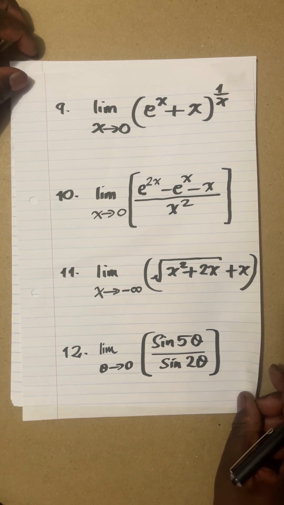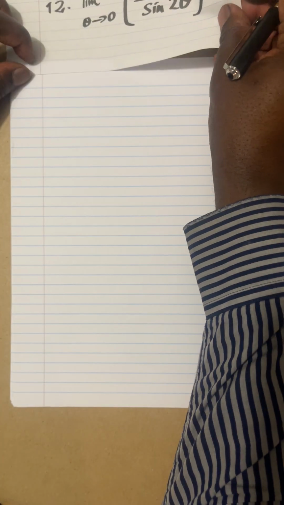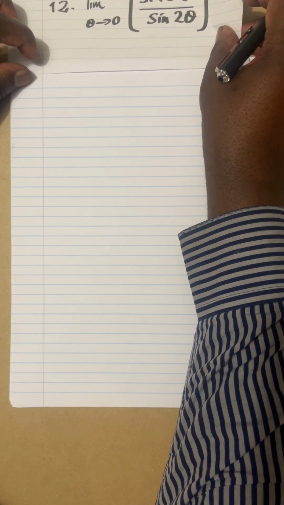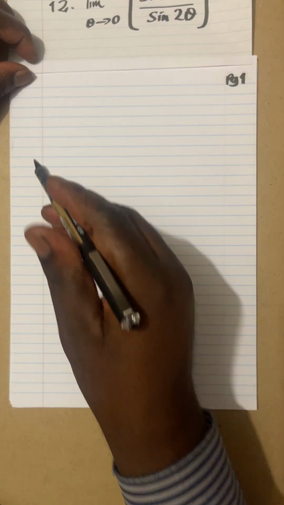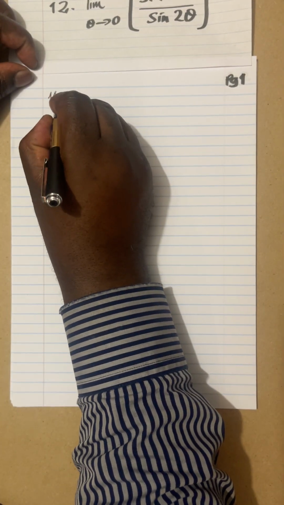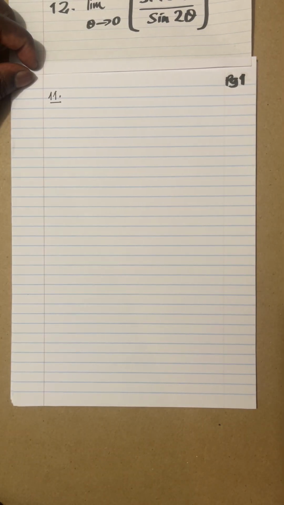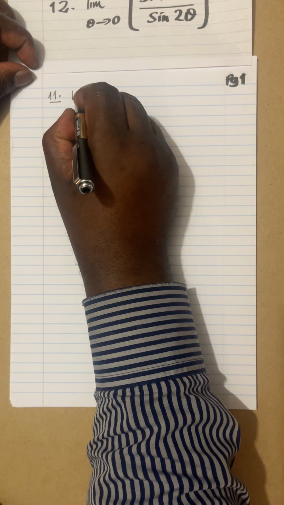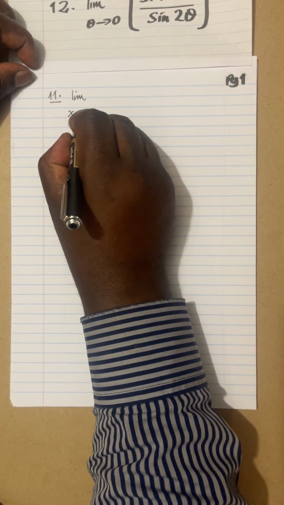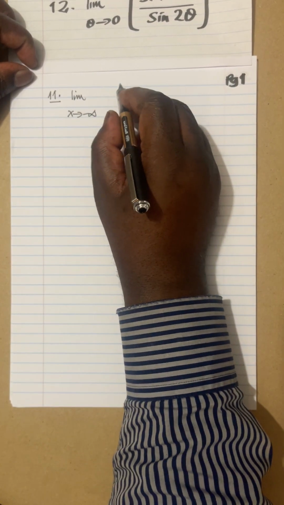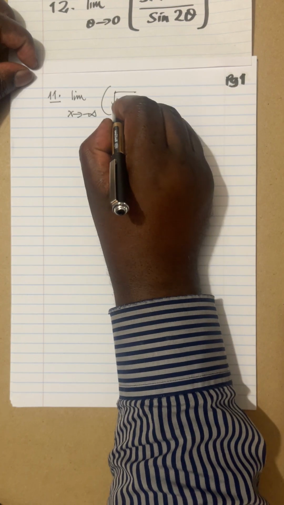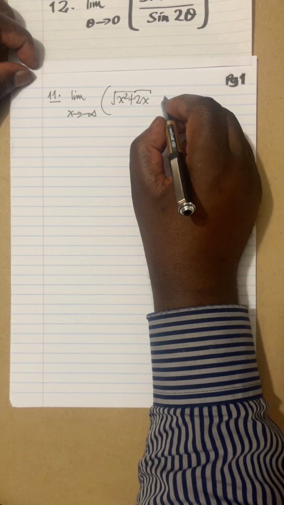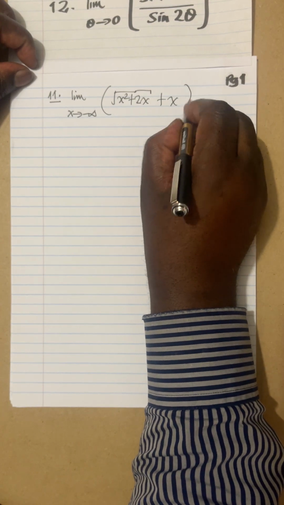Right, let's look at question number 11 in the entire set of questions on limits. Number 11 here says we're supposed to evaluate the limit as x approaches minus infinity of the square root of x squared plus 2x, and then plus x, like that.